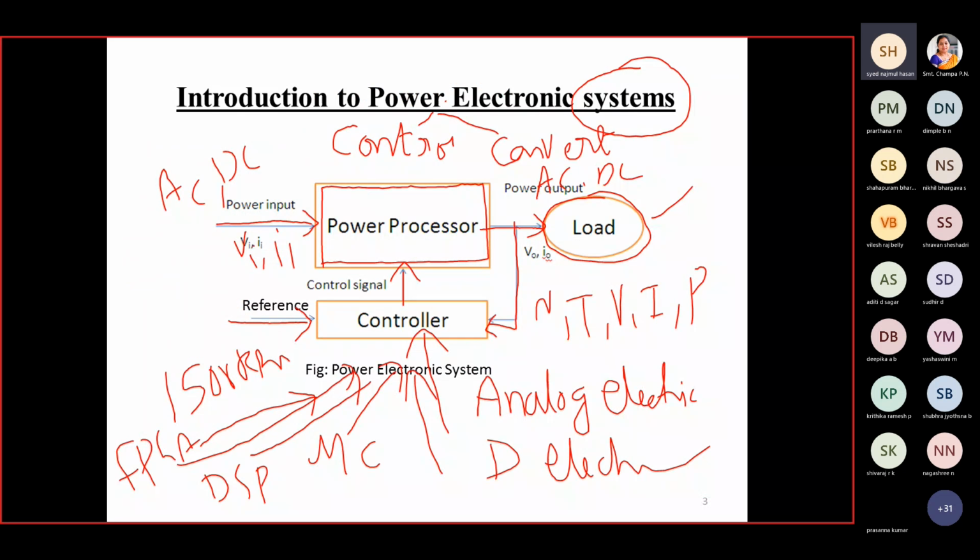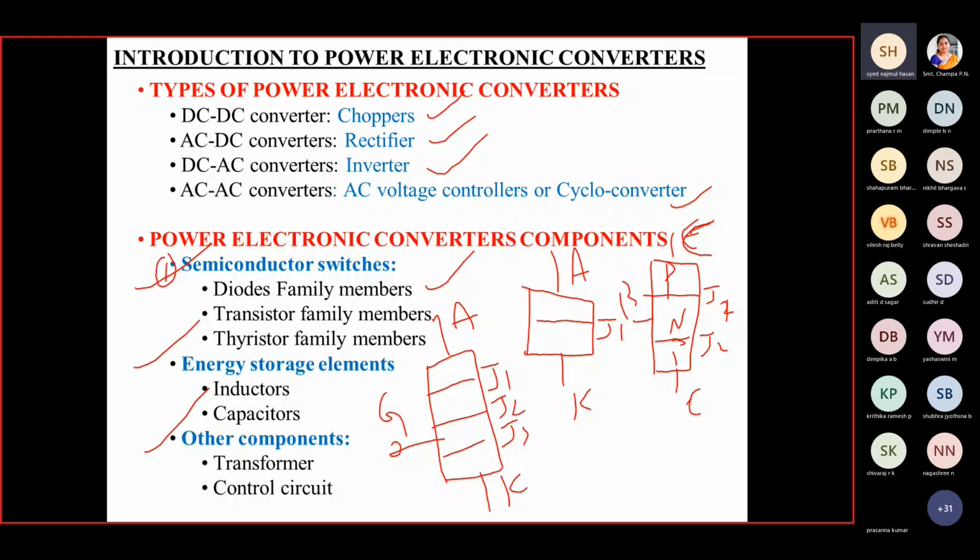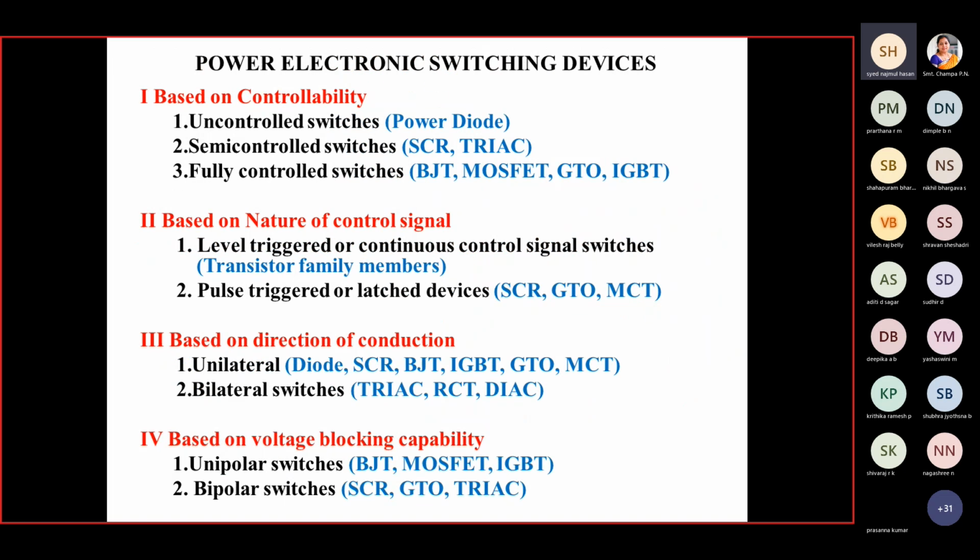Then we have understood what a power electronic system is. Essentially it has 3 parts: the power processor, that is the power electronic converter, the load, and the controller. And we came to know there are 4 types of power electronic converters. Then what do these power electronic converters consist of? Basically switching family members like the diode family, 2-layer 1 junction; the transistor family, 3-layer 2 junction; the thyristor family, 4-layer 3 junction; energy storing elements, and other components. These things we have learned.